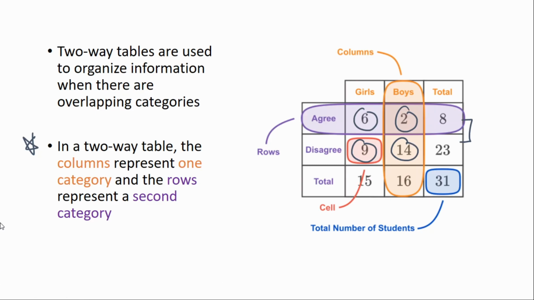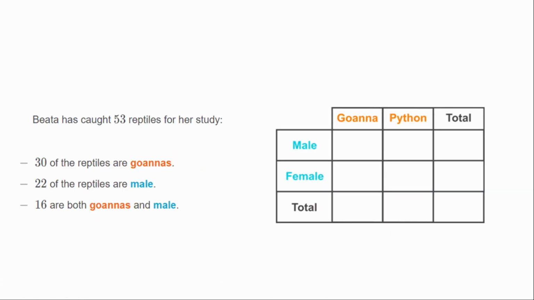Alright, let's have a go at making our own two-way table here. In this scenario, it says Beta has caught 53 reptiles for her study. So remember, on the bottom right, that's our total. So already we know that 53 needs to go over here. So there's 53 reptiles in total. The next bit of information is that 30 of the reptiles are goannas, 22 of the reptiles are male, and 16 are both goannas and male.